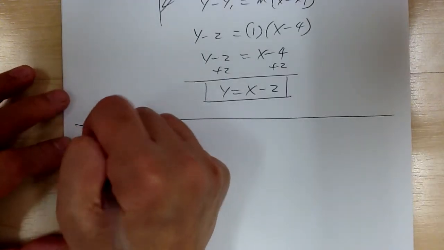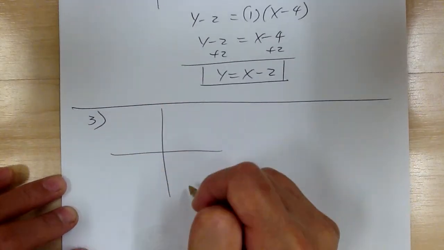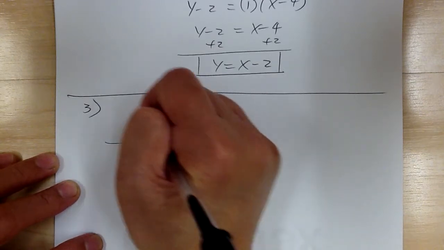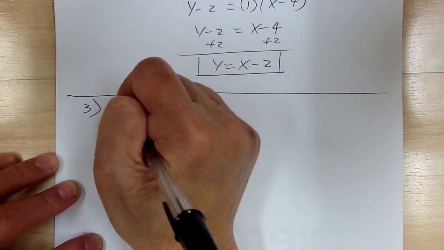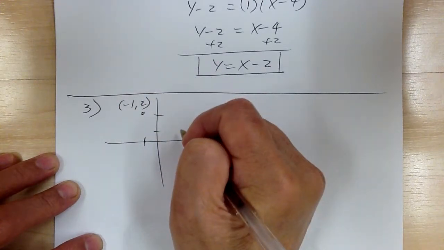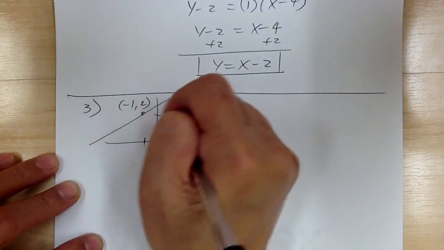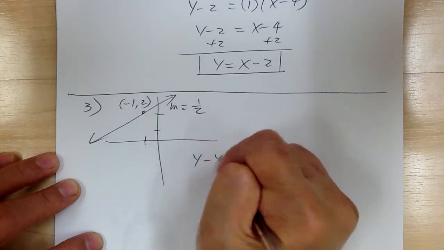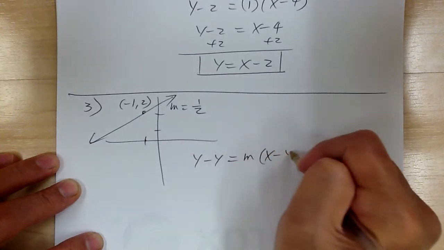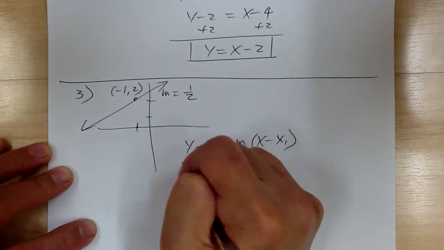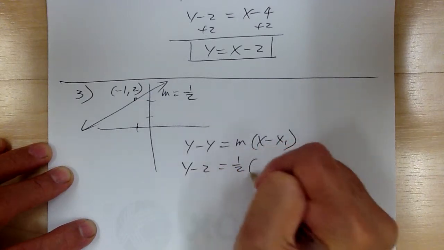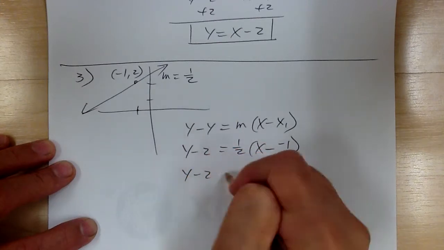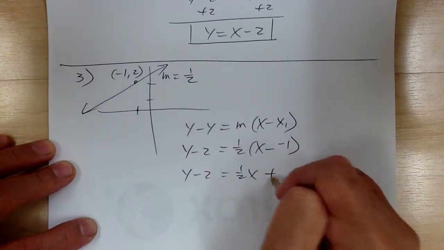Okay, let's go to number 3. So you can get all the information. The point is negative 1, 2, and the slope is 1/2. So you've got a point and slope, so you can use your point slope form. So you get y minus 2 equal to 1/2 times x minus negative 1. Go and work it out. So you get y minus 2 equal to 1/2 x plus 1 over 2.